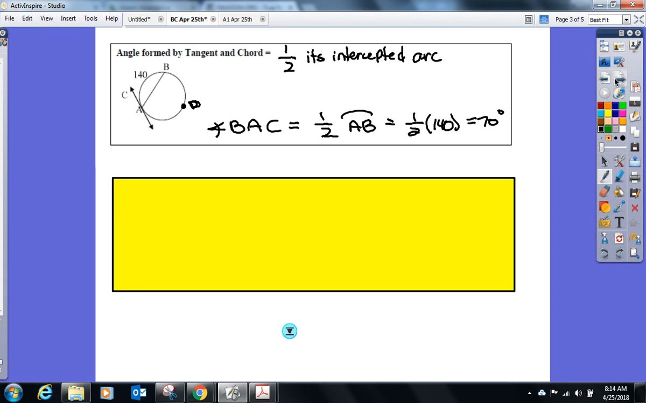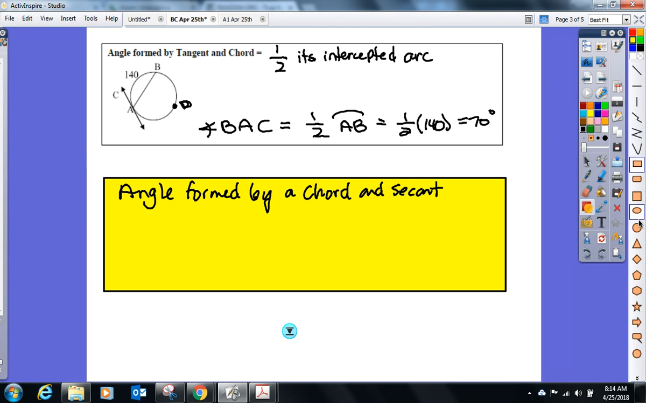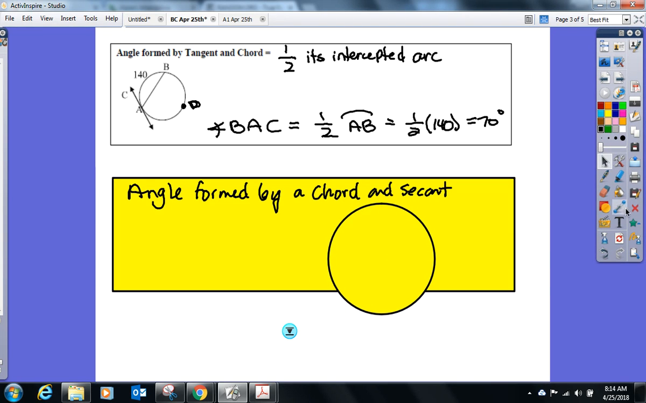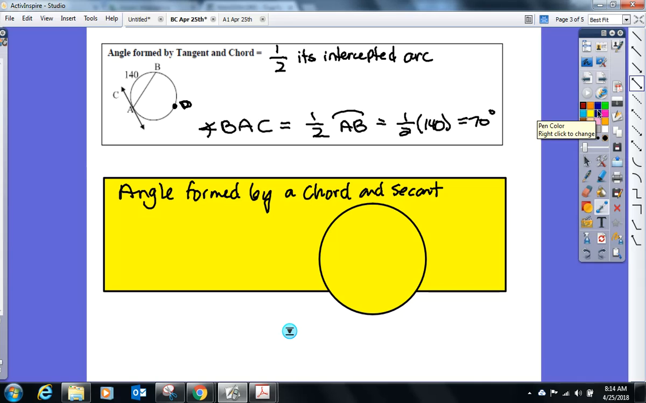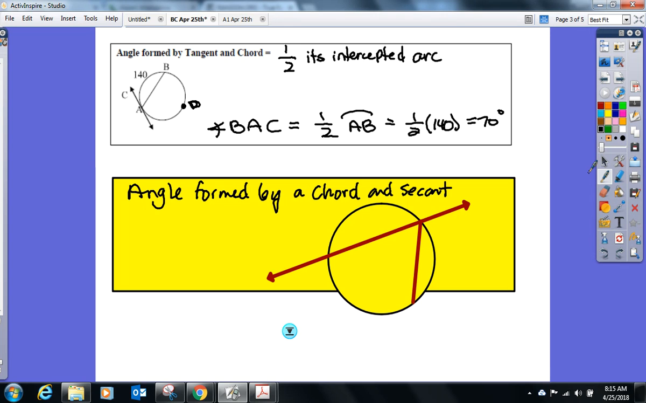Any group find out what that combination is? What's the combo I have yet to discuss? What do you got, Saad? There you go, stud. Angle formed by a chord and a secant. So let's draw that right now. And let's talk. Okay, so I know my secant goes through twice, and I know what a chord looks like. So there's a chord and a secant.